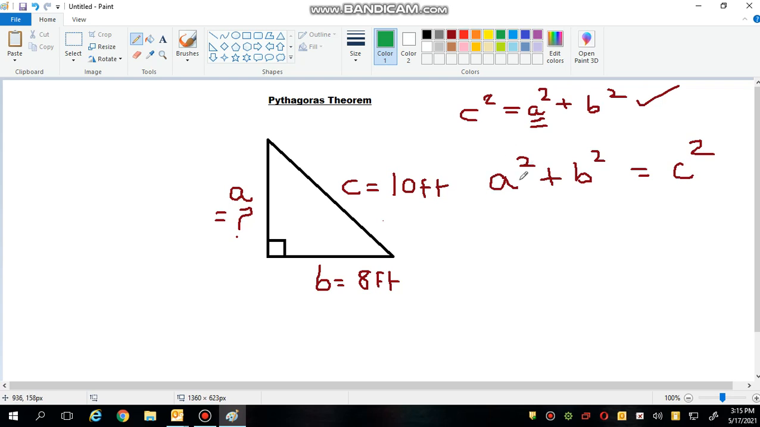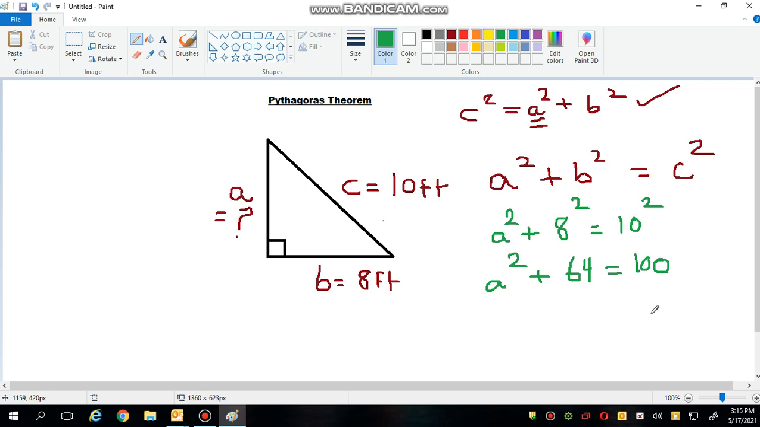A squared. I don't know what my a squared is. I'll leave it alone. I do know what my b is. B is 8. And don't forget to square it. And I do know what my c is. C is 10, and we're going to square that as well. So now we got a squared plus 8 squared, 8 times 8, 64, equals 10 squared, 10 times 10, 100.